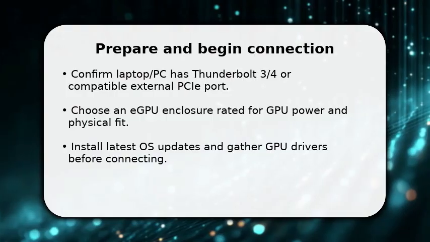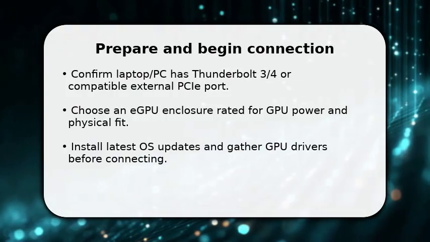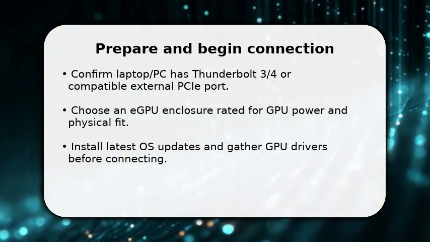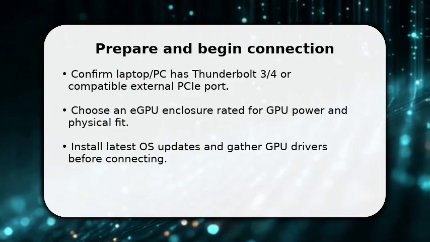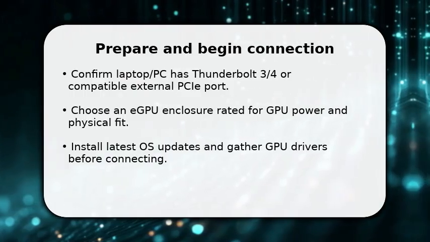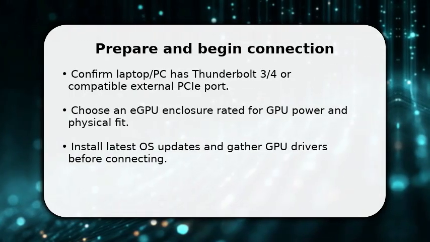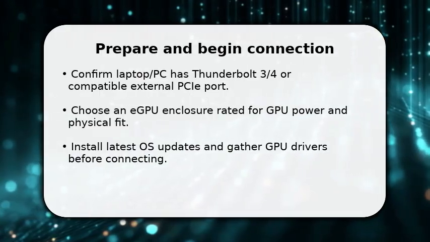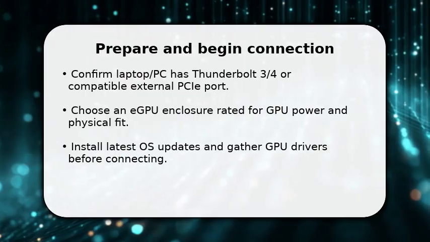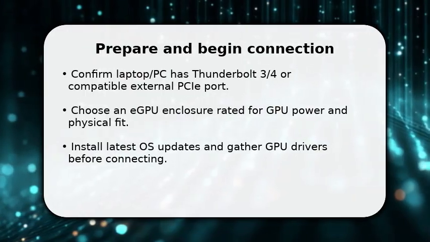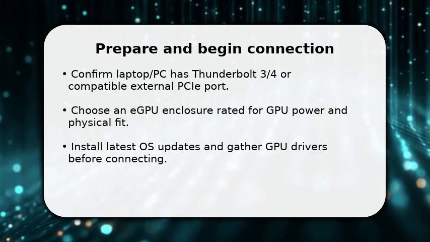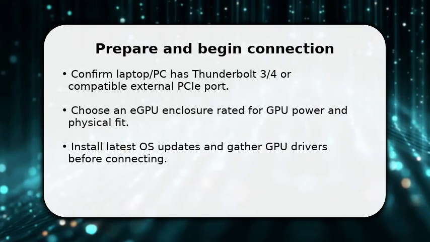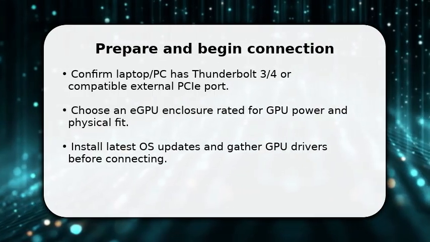You start by verifying your host supports external PCIe via Thunderbolt 3/4 or an adapter. This matters because bandwidth and authorization affect performance. Once done, open the eGPU enclosure and mount the graphics card, seating it firmly in the PCIe slot and connecting the power cables to the GPU. Make sure to select an enclosure that delivers the GPU's TDP and that your card fits physically.